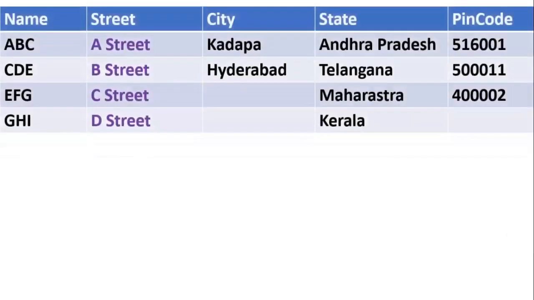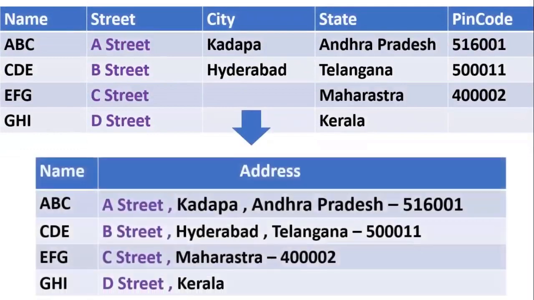Today we'll see one of the real-time SQL requirements. This is the address table. While displaying them in the report, we need to display them as is. That is, in the address field, we need to show the street, and after the street, we need to put a comma.